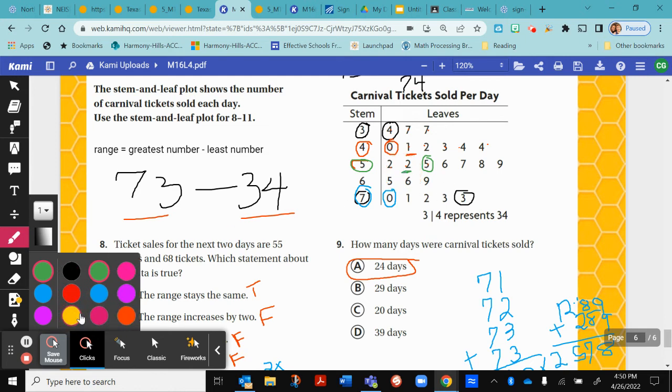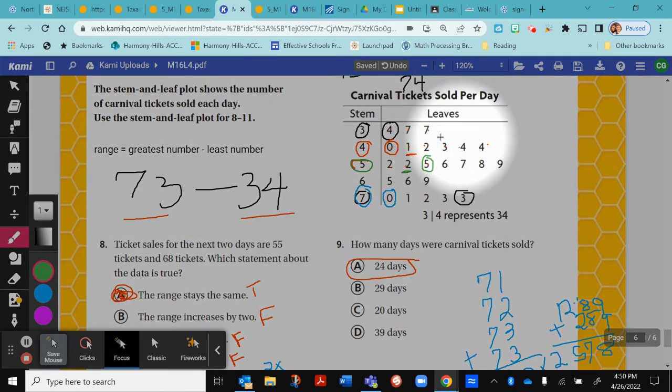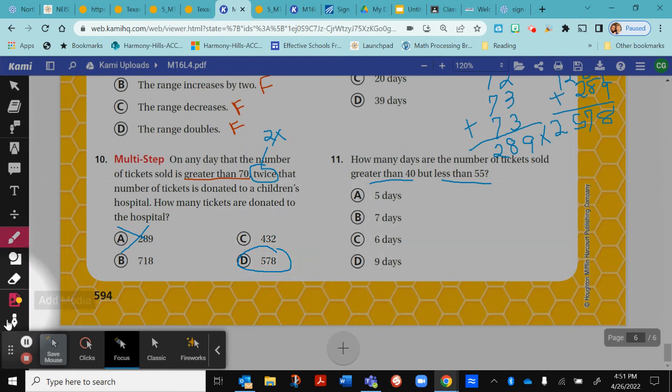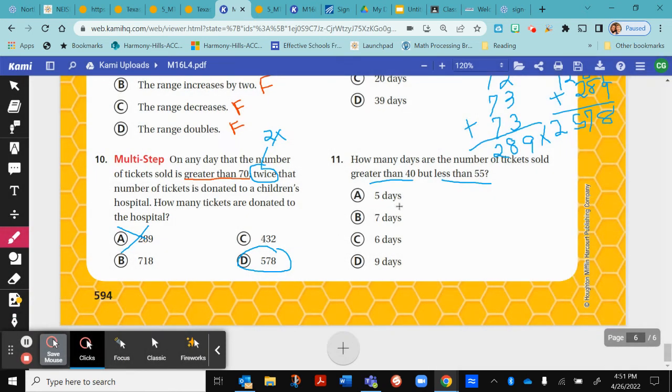So how many would that be? So let's go ahead and count. 1, 2, 3, 4, 5, 6, 7. So how many days are the number of tickets sold that were greater than 40 but less than 55? There were 7 days. So the answer is B.